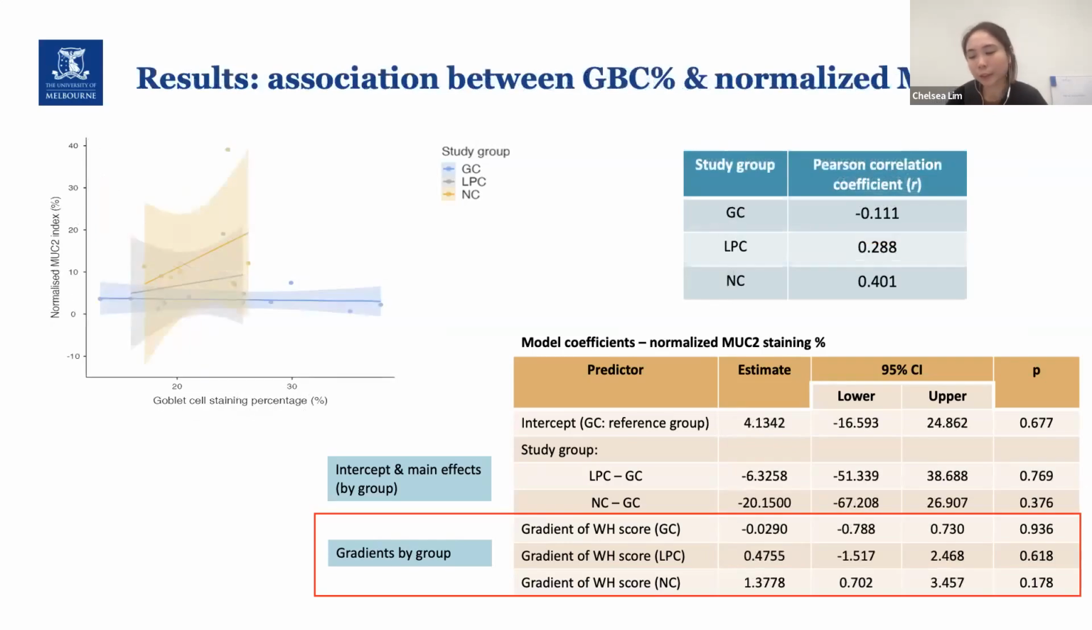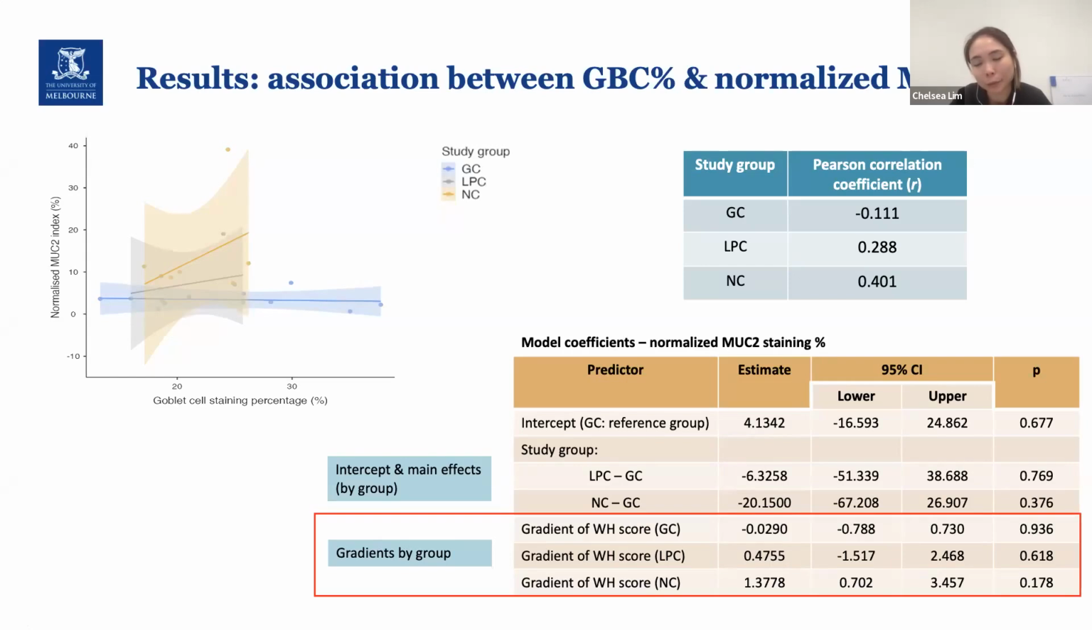The final association evaluated was between goblet cell staining percentage and normalized MUC2 index. No correlation was noted in GC dogs, as reflected by minimal changes in MUC2 expression with increased numbers of goblet cells, and by the flat blue line here. A weak positive correlation was noted in LPC dogs, supported by the gray line here, and approximately a 0.48% increase in MUC2 expression for every percentage increase in goblet cell numbers.